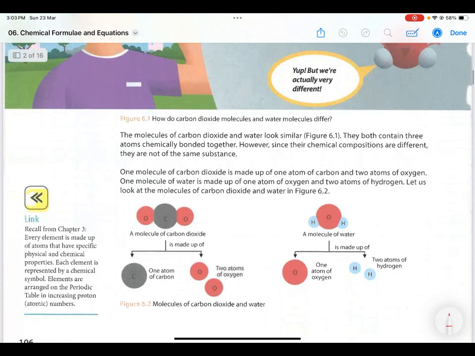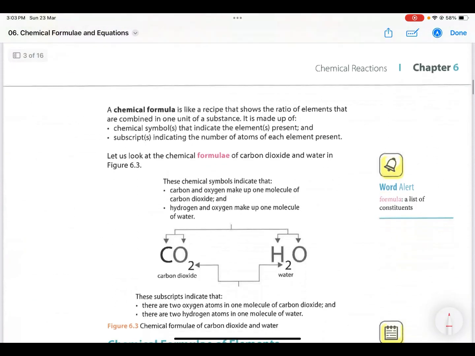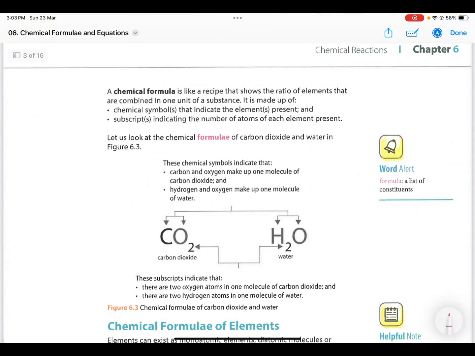Okay, so let's start. Let's just go straight into this. In general, a chemical formula is like a recipe. It's like a recipe that shows the ratio of elements when they are combined in one unit of a substance. So typically, the first thing you have is the chemical symbol, and next you're going to have the subscript that indicates the number of atoms of each element present.